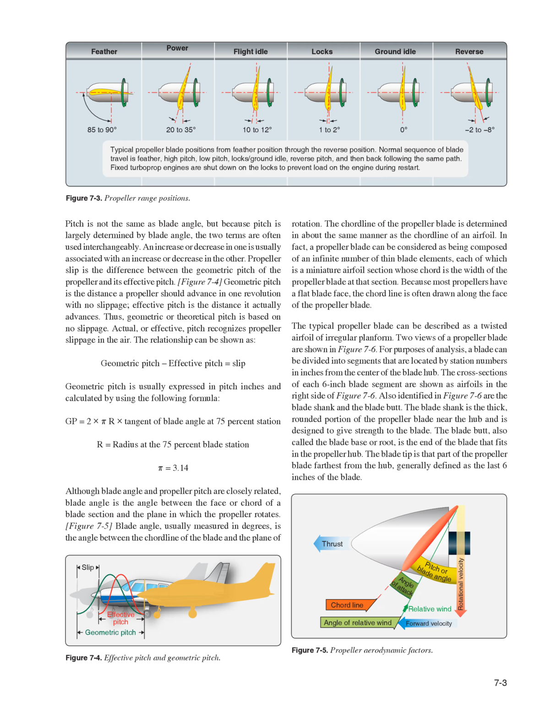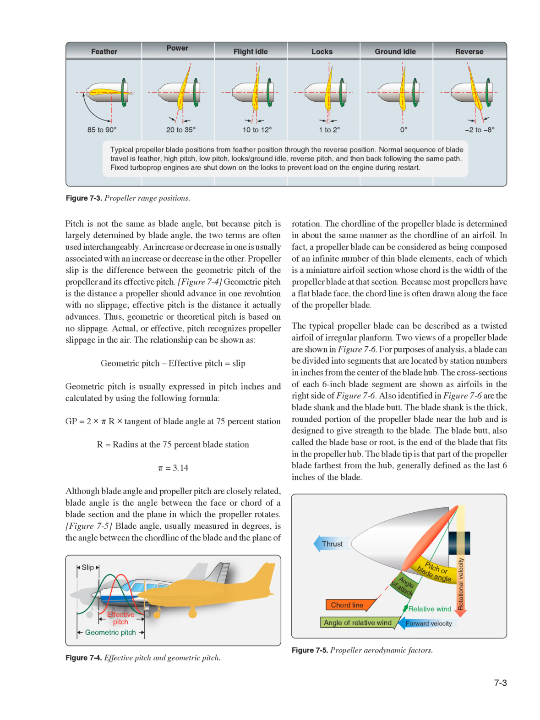Largely determined by blade angle, the two terms are often used interchangeably. An increase or decrease in one is usually associated with an increase or decrease in the other. Propeller slip is the difference between the geometric pitch of the propeller and its effective pitch. Figure 7.4.